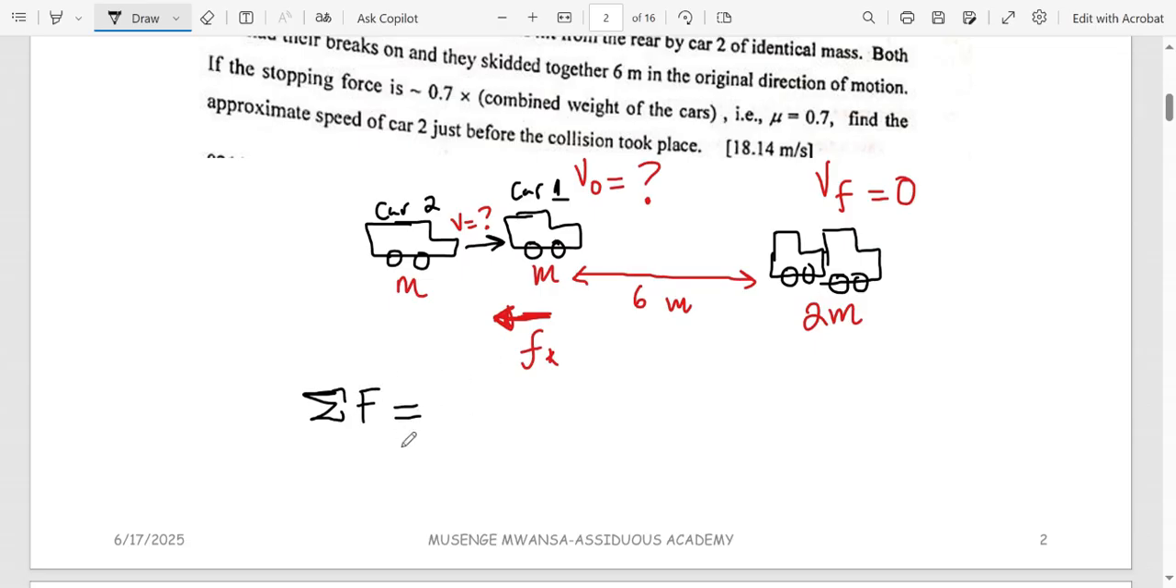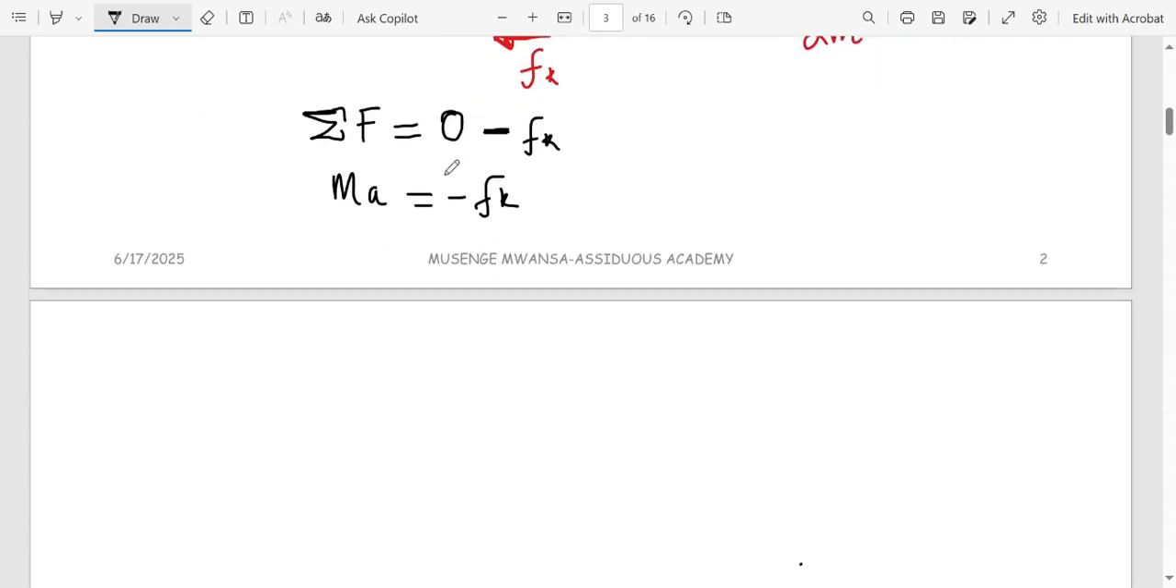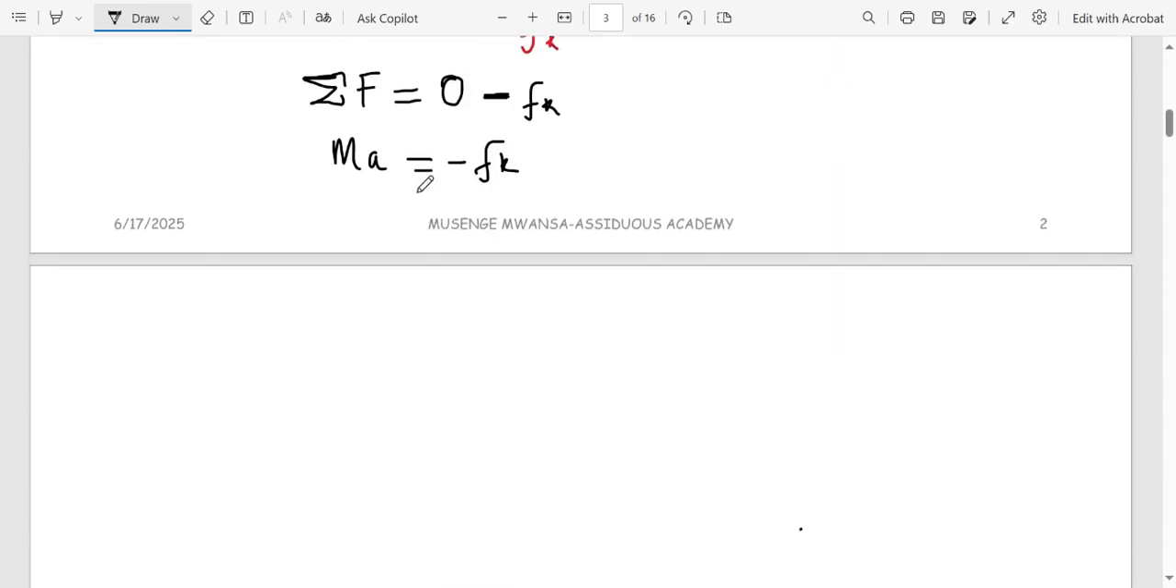So net force is equal to, what is the force that is going in the forward direction? Remember, both cars had their brakes on, so there is no forward force, it's 0. How about the force opposing motion? It is kinetic friction. And you know that net force, second law of motion, is given by mass times acceleration, and that will be equal to negative Fk. They've even told you the stopping force is 0.7, but you already know that kinetic friction is given by coefficient of kinetic friction times normal force. So we are going to say ma is equal to negative coefficient of friction times normal force.